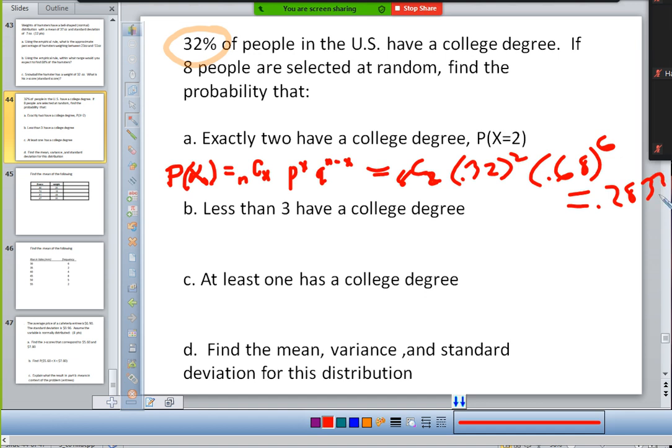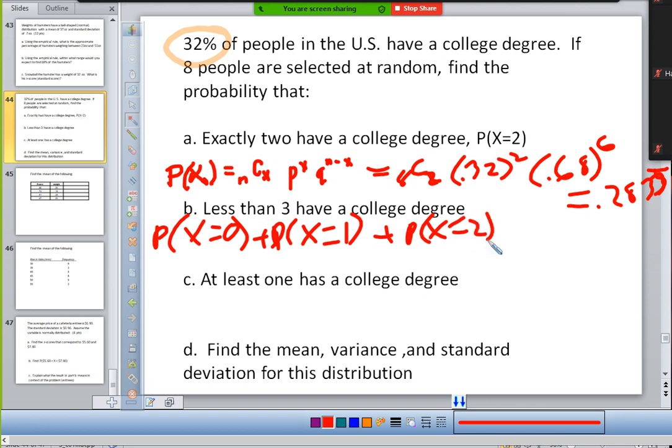Great. And the next one, less than 3. Okay, fine. Okay, 5. That's good. And then less than 2, so you find the probability of 0, and you find the probability of 1, and you already found the probability of 2. So then you add them up.